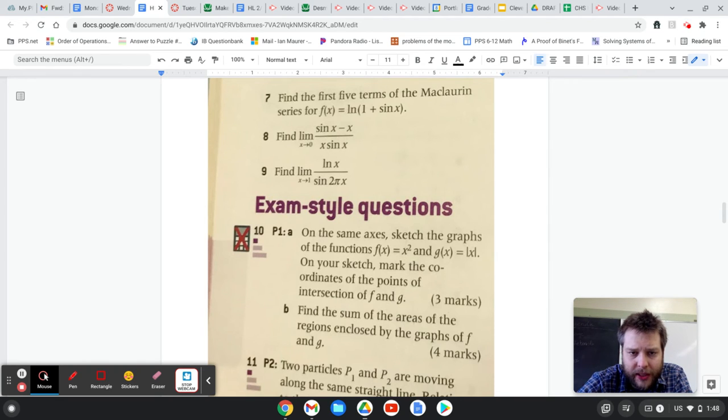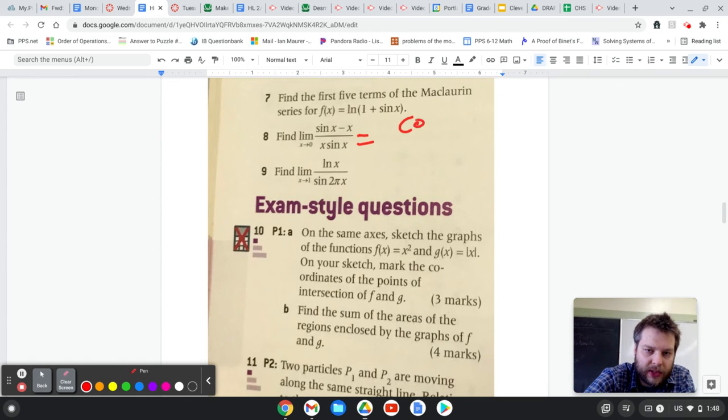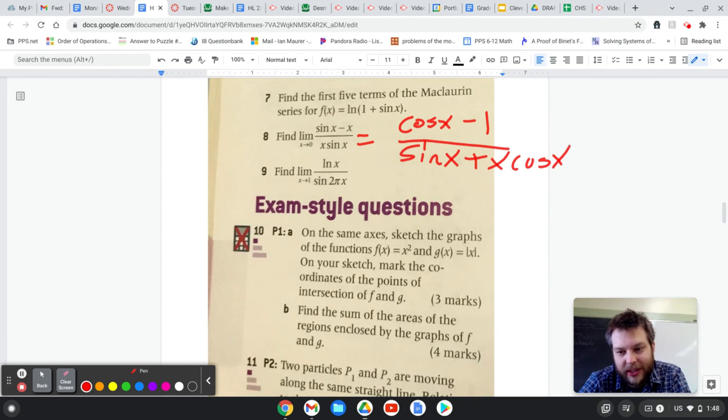When you look at problems 8 and 9, those are probably L'Hopital's rule situations. You always just try to plug in 0, but you're going to run into a lot of 0 over 0. And so, like on problem 8, if I plug in 0, I get 0 over 0. And so then I just take the derivative, cosine x minus 1. The derivative of the bottom looks like a product rule, so sine of x plus x cosine x.